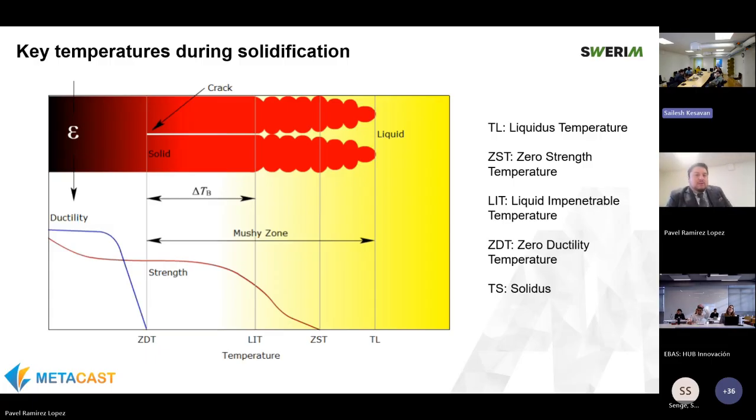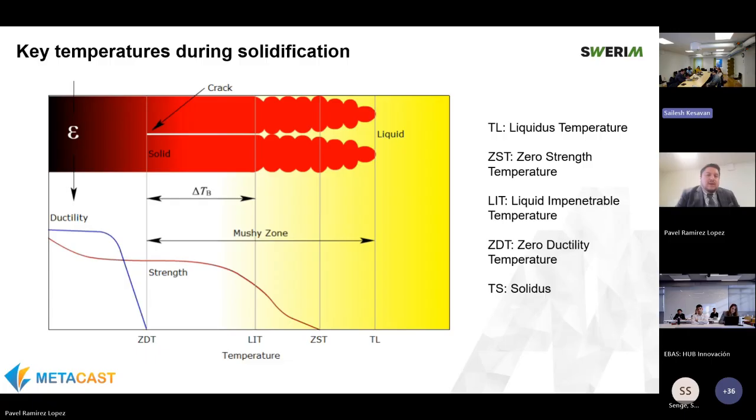And this region between the liquid impenetrable temperature and the point where we start having ductility in the material, which occurs at lower temperature, is the area of most risk of hot crack formation, right? So we actually had that discussion a bit before in the session. You remember that we discussed, well, what would have more risk of forming cracks? An alloy with a short solidification range or a long solidification range? And you remember the conclusion of that, the longer one, exactly.